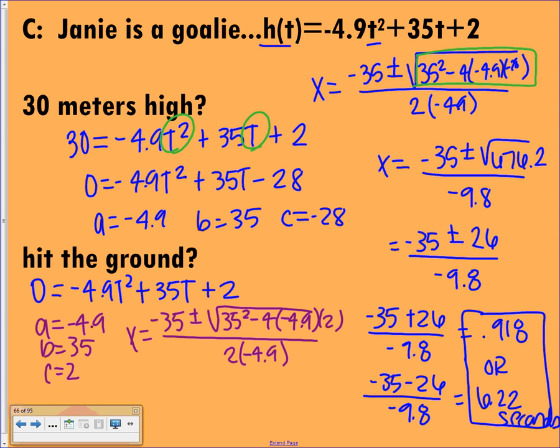At this point, hopefully you're starting to say it to yourself as you're listening to me. Okay, so you're getting a little bit more used to this. So again, you're going to plug in what's underneath the square root first in your calculator, just like it says. So 35 squared minus 4 times negative 4.9 times 2, and that should give you what, 1264.2 all over negative 9.8.